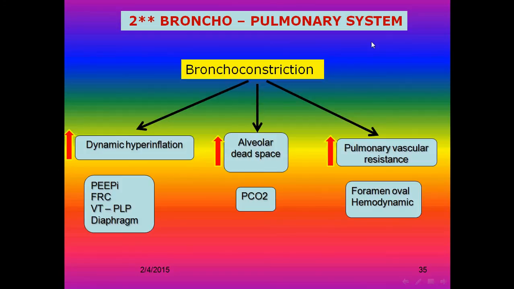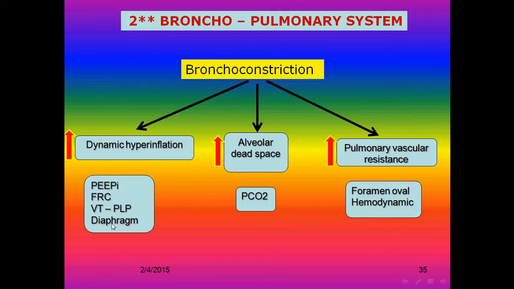The bronchopulmonary system is the last one. The major problem here is bronchoconstriction, which is responsible for the pathology of the COPD patients. This leads to dynamic hyperinflation, with the presence of intrinsic PEEP, an increase in functional residual capacity, a decrease in the inspiratory reserve volume, and at the same time the tidal volume should be considered.